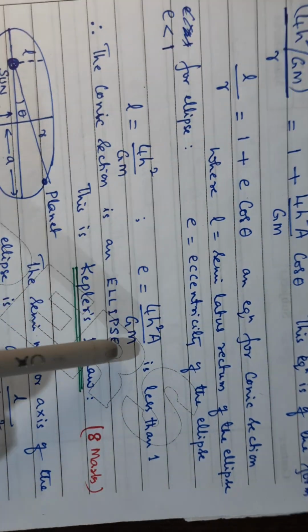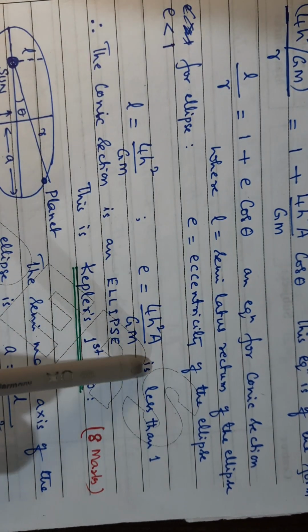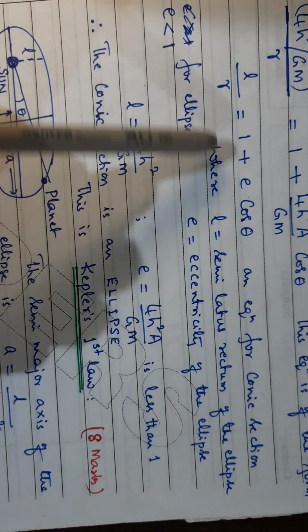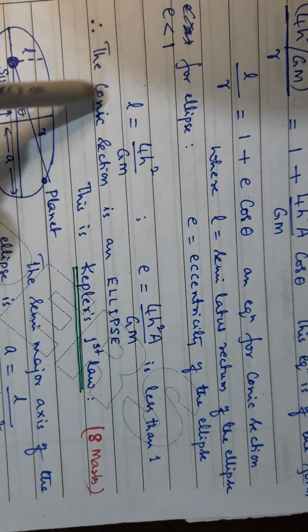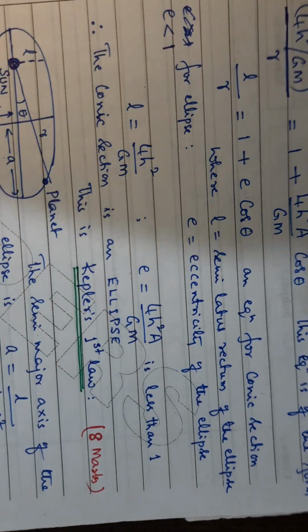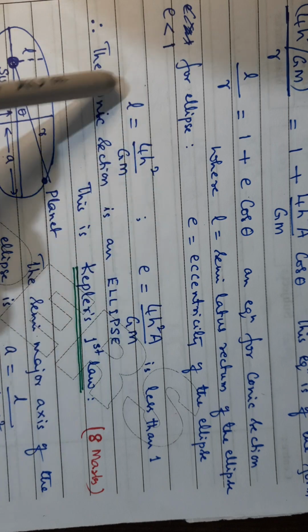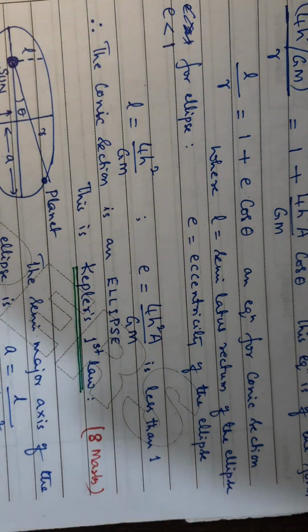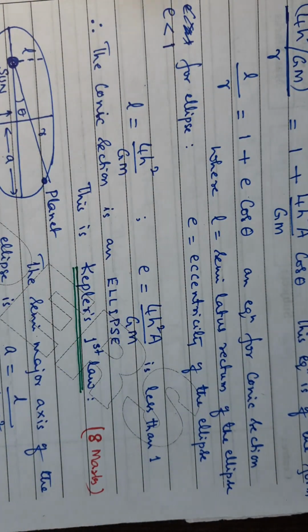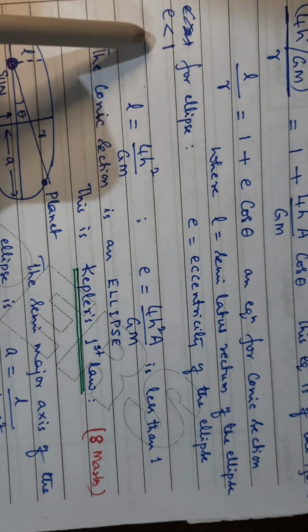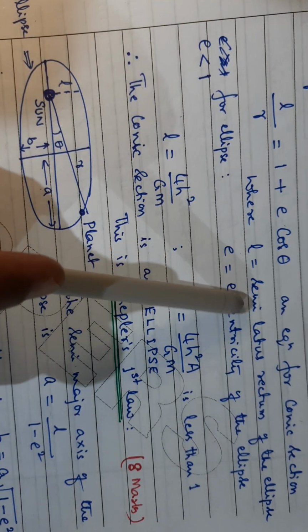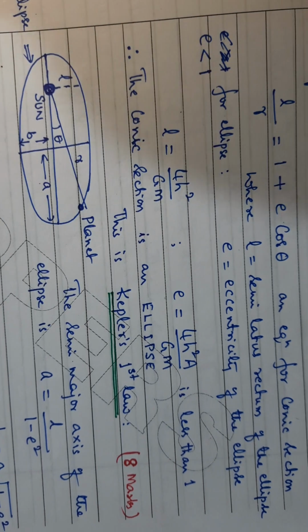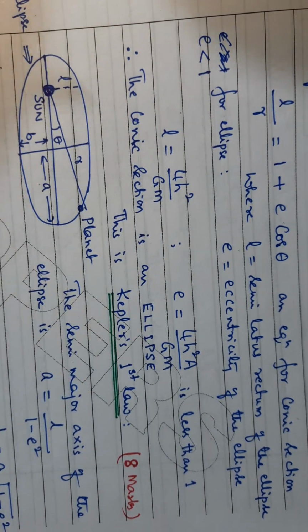Meaning the planet, including the Earth, which is revolving around the Sun, is always moving in the form of an ellipse. It cannot be a circle. It cannot be a parabola. It cannot be a hyperbola. It must be an ellipse, since E is less than 1. And the latus rectum, already we are aware of that. Semi-latus rectum also we have calculated. This is Kepler's first law.